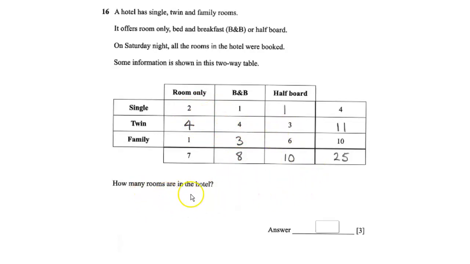So how many rooms are in the hotel? So the total is 25 here. You can see it just there.